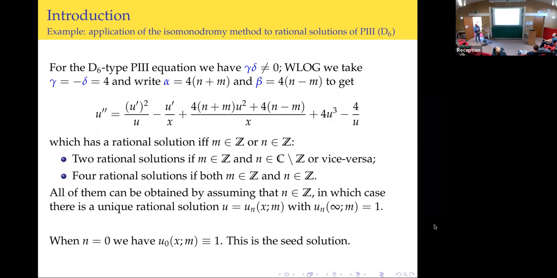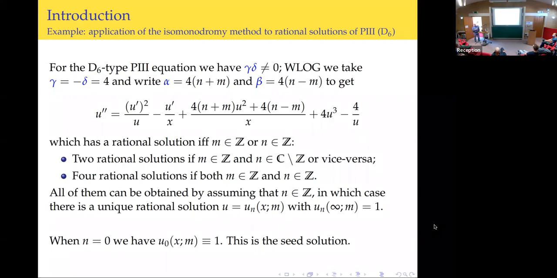And it's convenient for the subsequent discussion here to write those as 4n plus m for alpha and 4n minus m for beta. So now if you do that, then the third Painlevé equation takes this form here. So here are the simple coefficients that we scale to 4 and -4. There's alpha, and over here's beta, just like that.